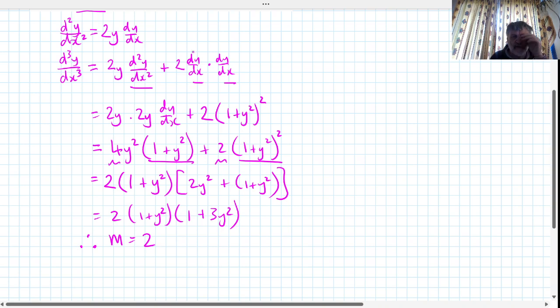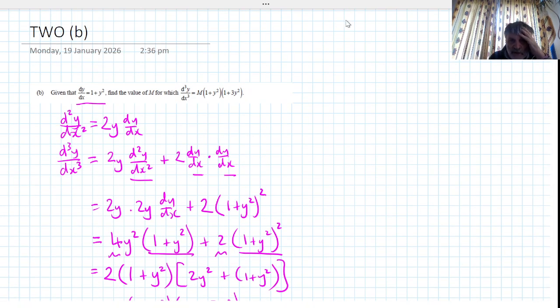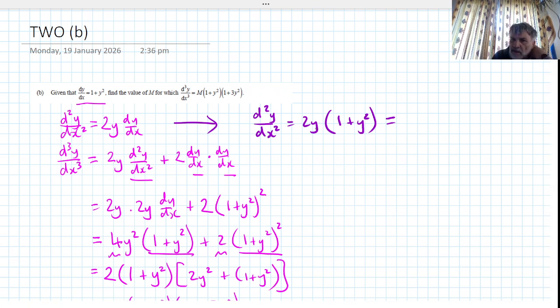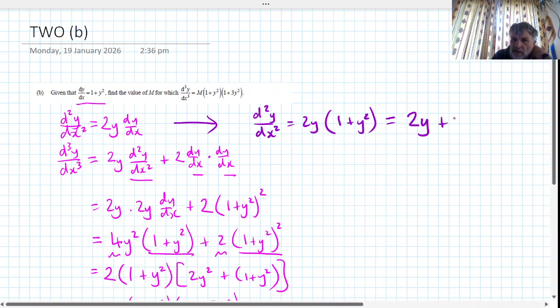So we'll rectify that. As I said, you can do this a second way, and from this point here, that is you could substitute in straight away. So let's do that. d2y by dx squared is equal to 2y times dy by dx, which is 1 plus y squared. Now you could use the product rule from there, but for something as simple as this, it's going to be easier to multiply this out. So we get 2y plus 2y cubed. And then we want to find the third derivative.